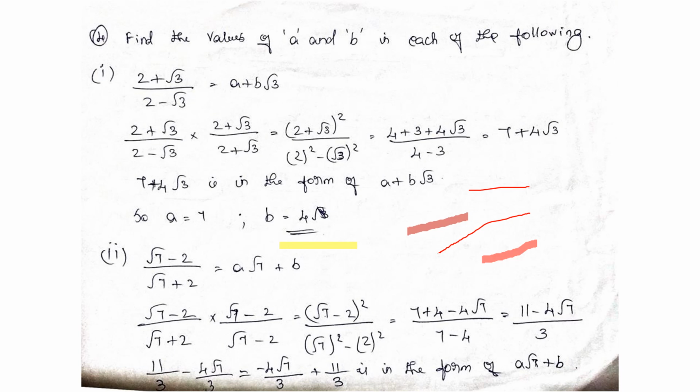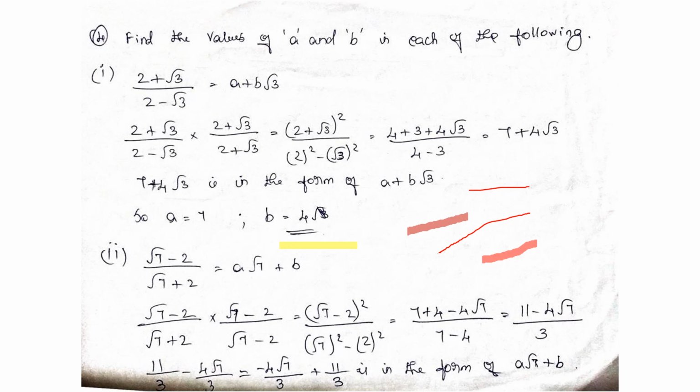Then fourth sum we'll see, find the values of a and b in each of the following. First they have given the sum 2 plus root 3 by 2 minus root 3. So as usual, we need to rationalize this one. After rationalizing, we'll get 7 plus 4 root 3. It is exactly in the form of a plus b root 3. So a is equal to 7, b is equal to 4.